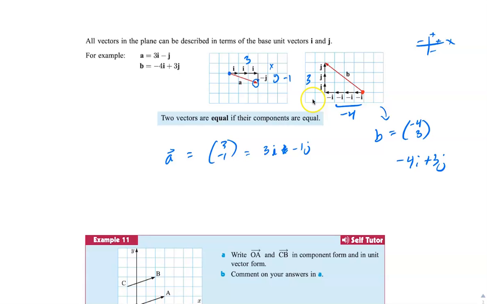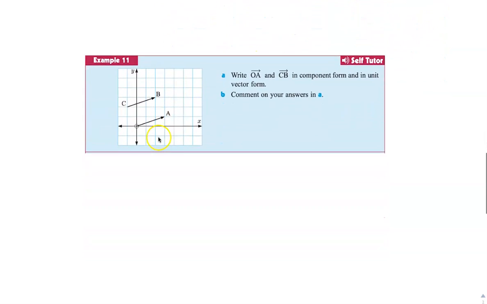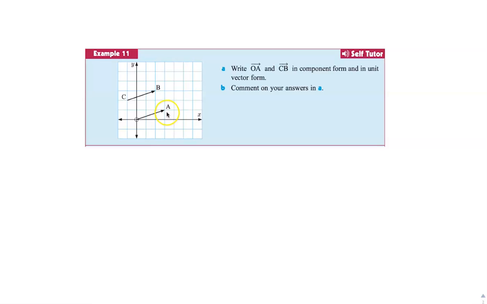Alright, so the two forms of writing a vector. Now what it says here is two vectors are equal if their components are equal. So if we have two vectors in space, if we find the same component form, then they're equal. So write OA and CB in component form. Let's do OA first. So I start here and I'm going to there. So we're going to go over 3 and up 1. So I could write A as 3 on my x, 1 on my y, or 3i plus j.